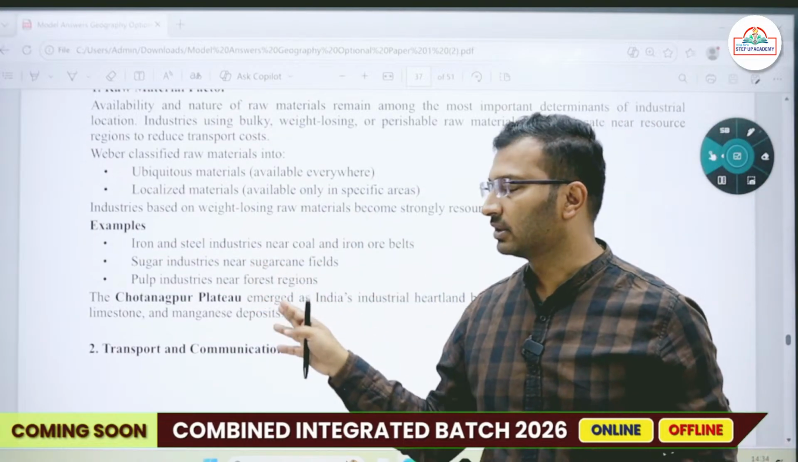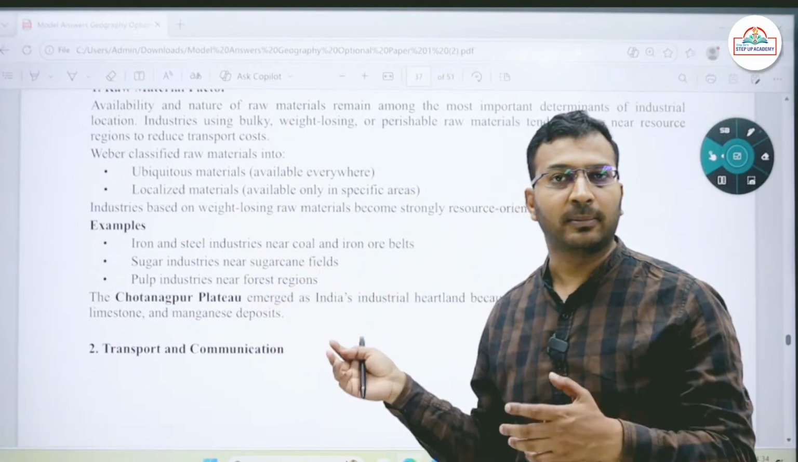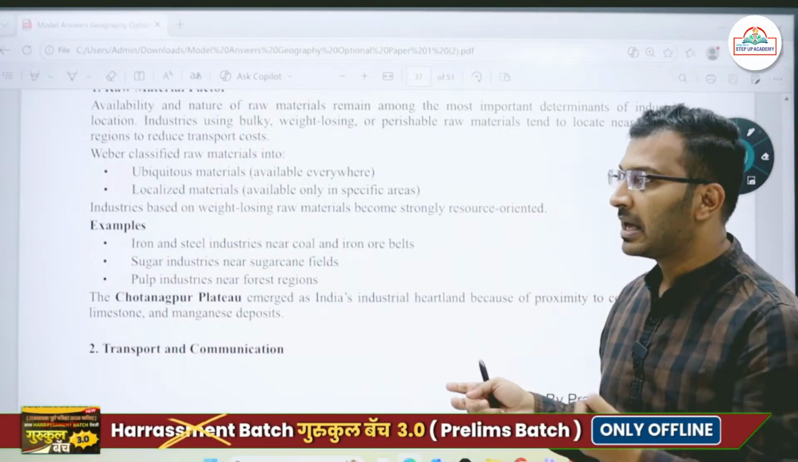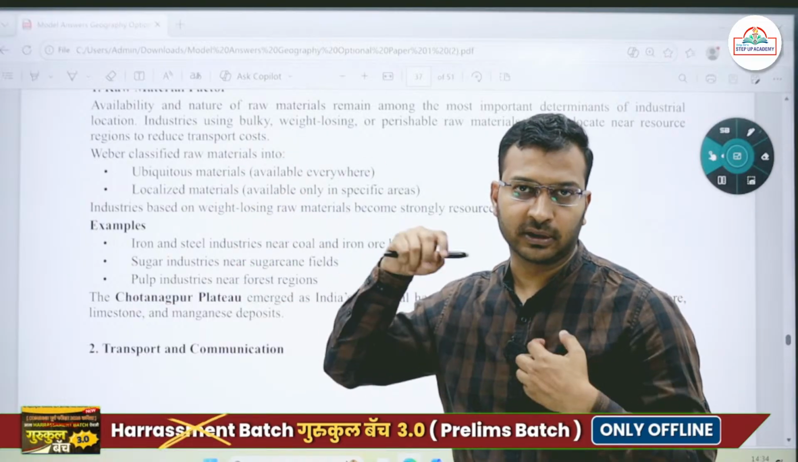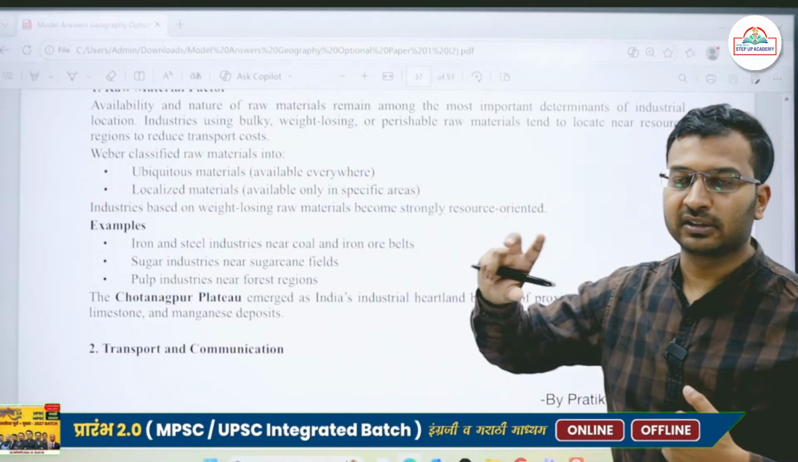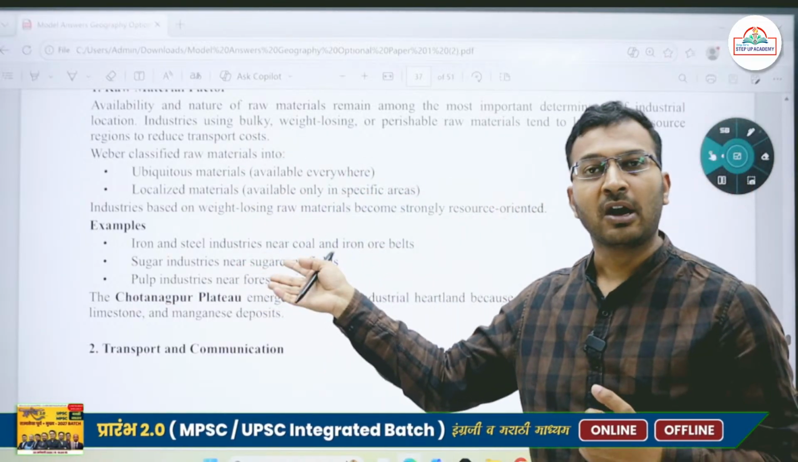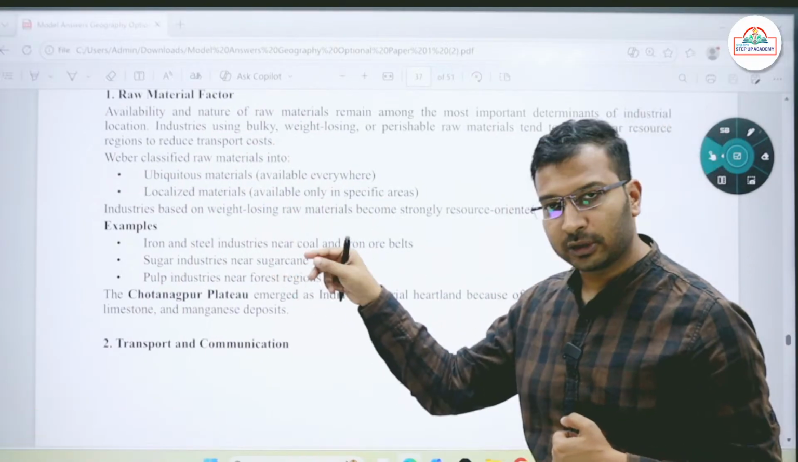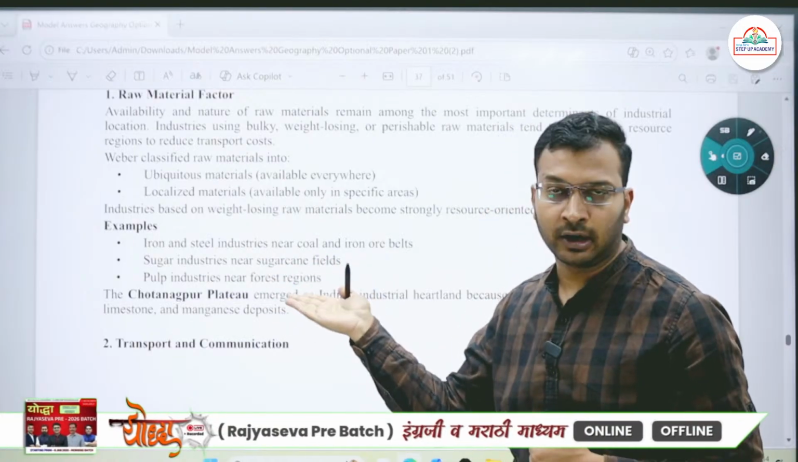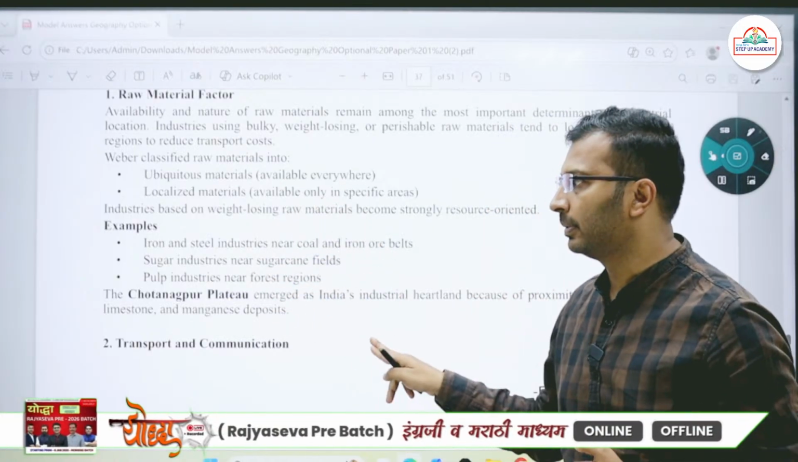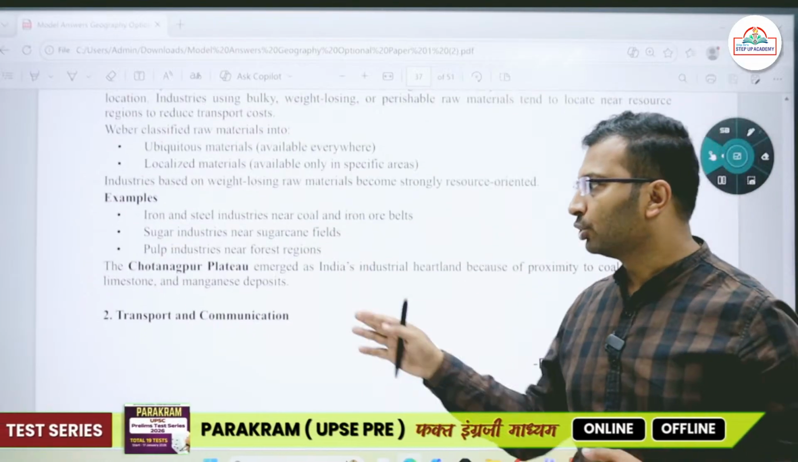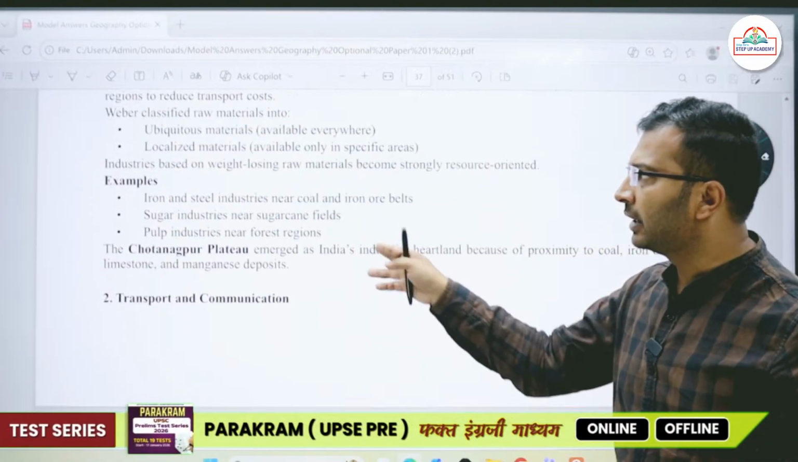Then sugar industries are near the sugarcane fields. For example, the most number of sugar industries we find in Maharashtra, then second in Uttar Pradesh. These two dominant states in terms of sugar production have all these industries located in and around the sugar fields. Do not forget to put in the names here; in case I haven't, you can just put in an example. Then pulp industries are near the forest region, like the Chota Nagpur plateau in India, so it depends upon the raw material.